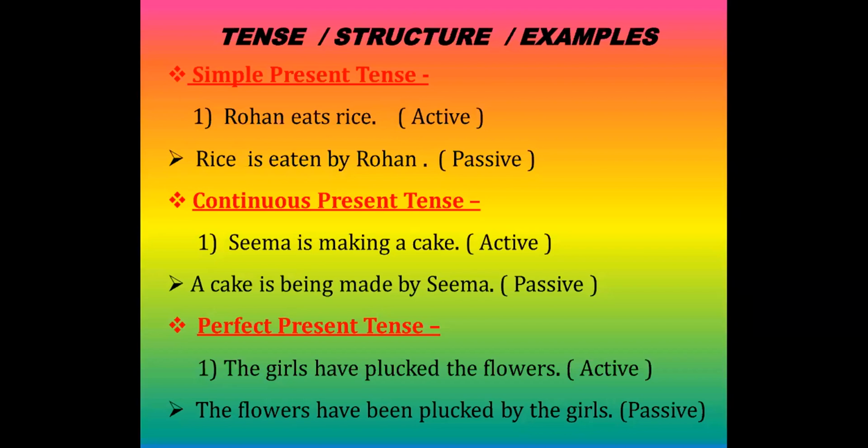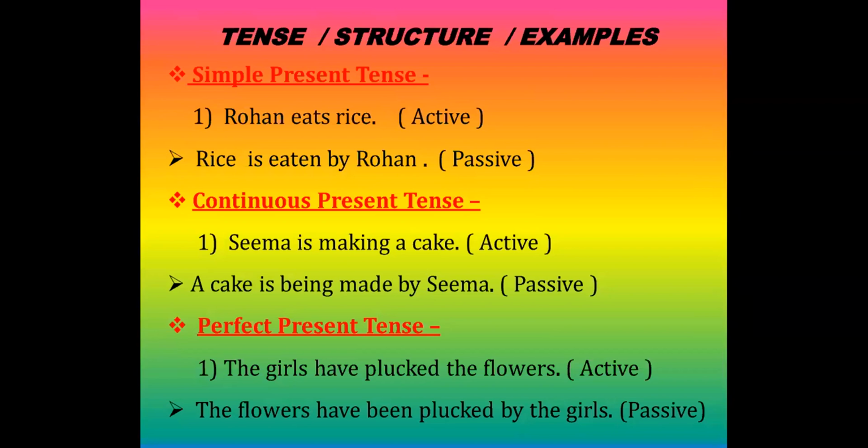So what will come first? Rice, means object, plus V3, that is eaten, plus by, plus S, means subject. So O plus V3 plus by plus S. Now this is the structure of passive voice. So how will the sentence become? Rice is eaten by Rohan.